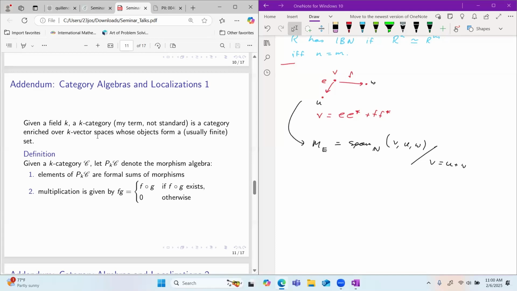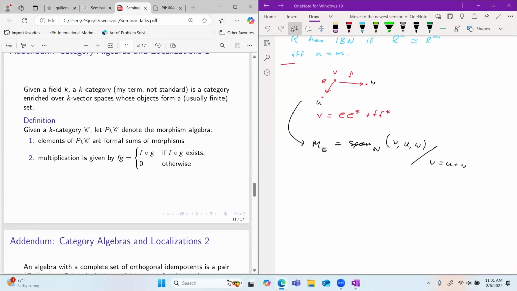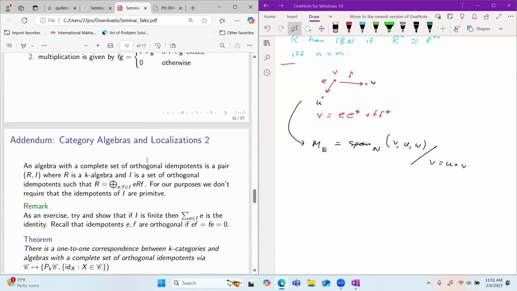By the way, if you don't know what I mean by enriched, it means that all Hom sets are vector spaces over K, and composition is a bilinear map. And from this we form the morphism algebra. So the elements of it are formal sums of morphisms, and multiplication is given by concatenation if you can concatenate, and zero otherwise. Very similar to the path algebra, if you've seen that before.